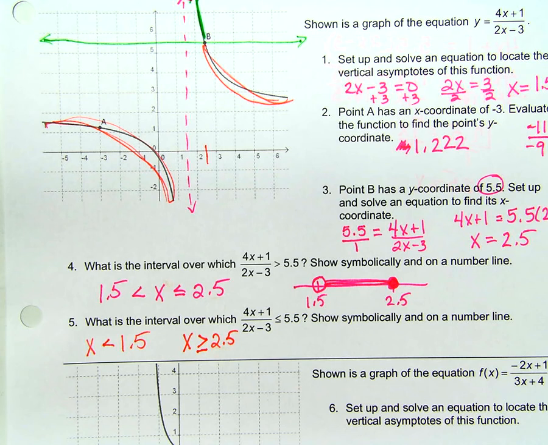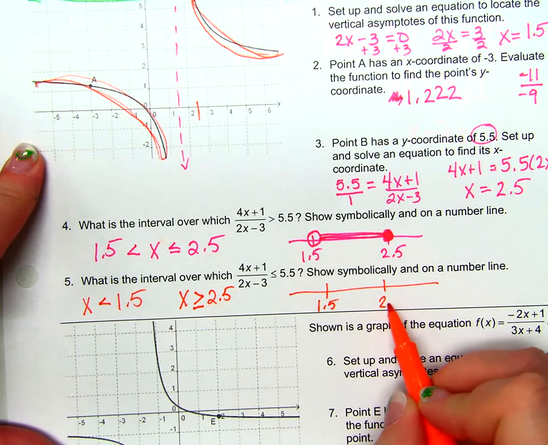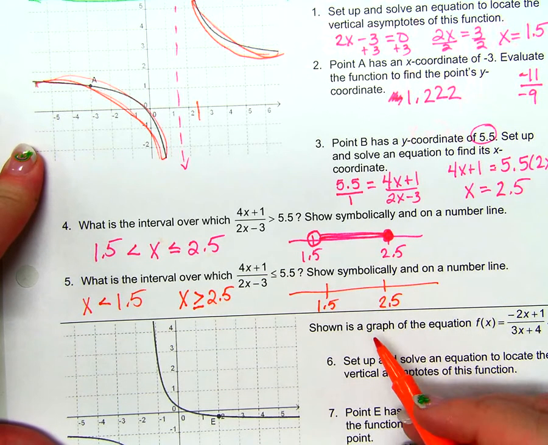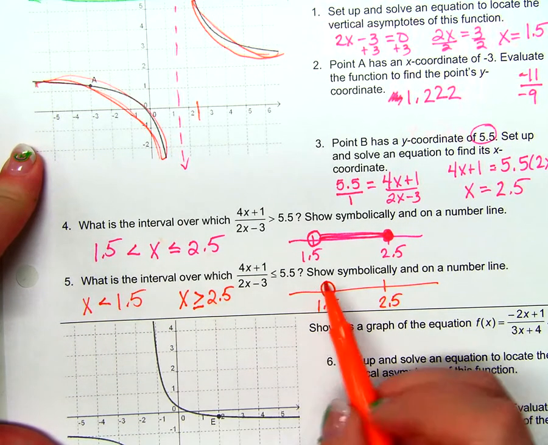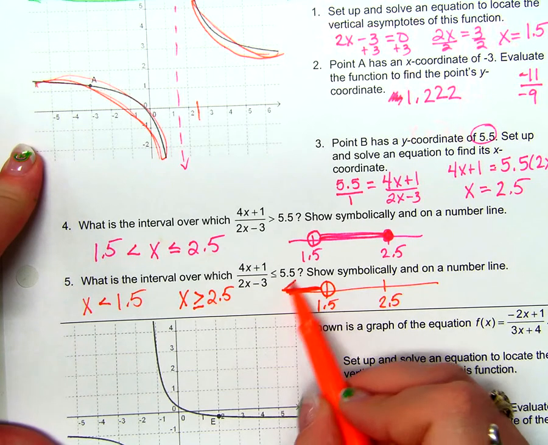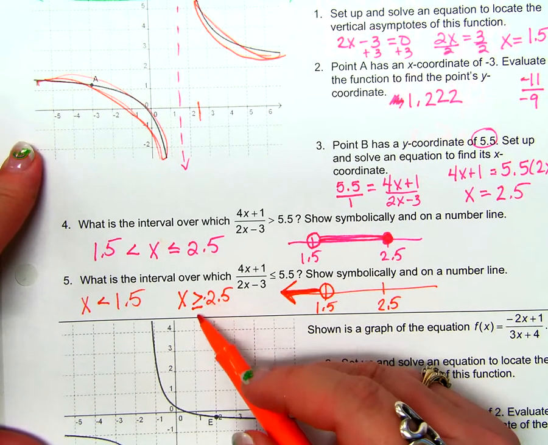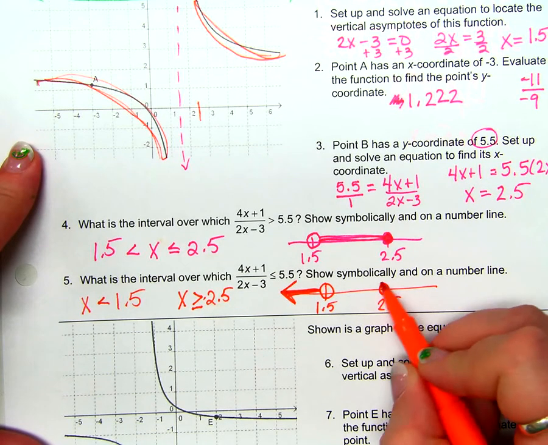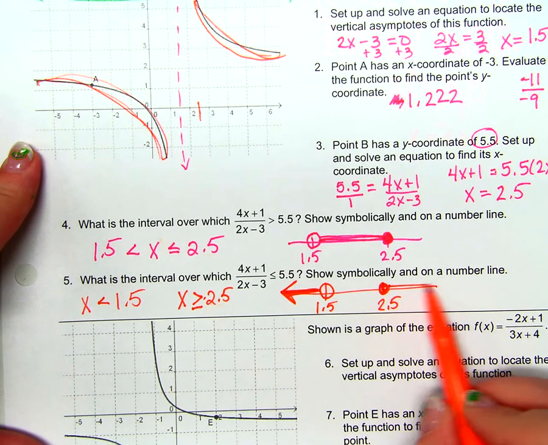So how do I show that on the number line? Here's 1.5. Here's 2.5. Does it ever get to 1.5? So an open circle. And it's everything less than that. So it's that way. Right? And then it's everything greater than or equal to 2.5. So I do have a colored in circle. And my arrow is facing to the right.